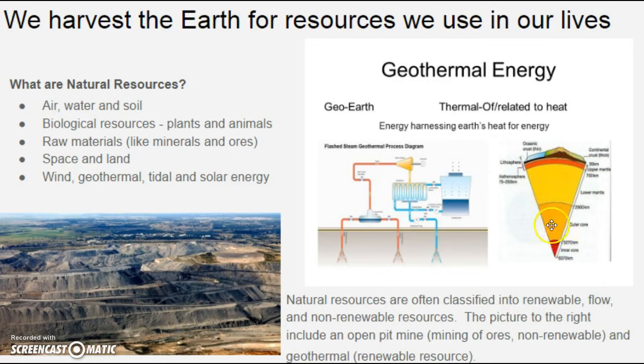The picture here to the left includes an open pit mine. An open pit mine is just where we directly go in and dig out and get what we need. We separate it. We'll talk about the separation process a little bit later. And geothermal, a renewable resource, is where we actually use the heat within the earth to essentially vaporize water and create pressure to turn a turbine. We can get electricity and thus heat from it. And this is all just heat that we take from the earth. So the earth provides the resources that we live our lives.